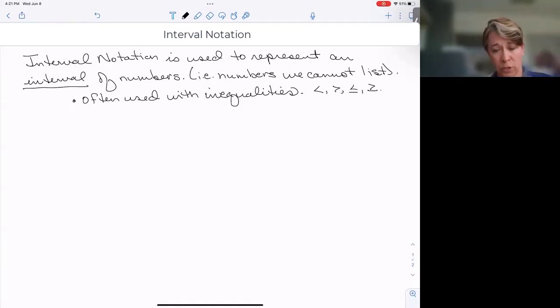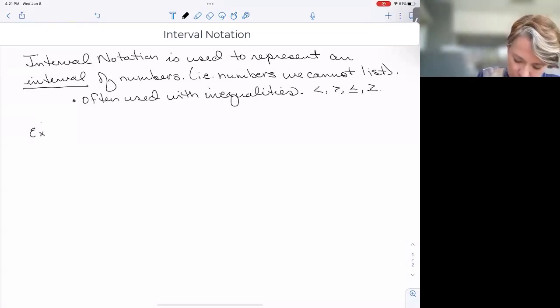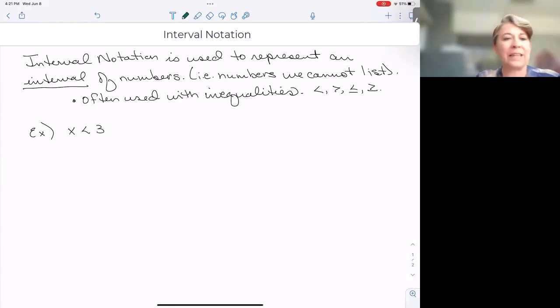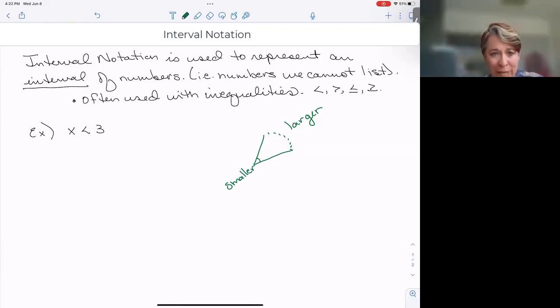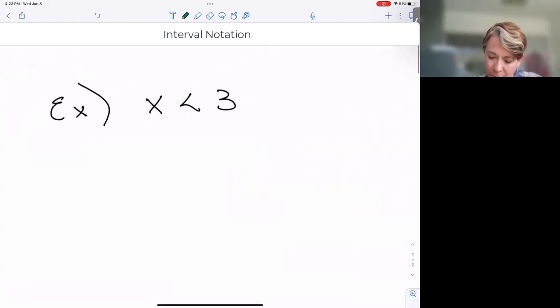So one of the things is to think of a simple inequality like x is less than 3. And again, let me remind you guys of the inequalities. You may remember the alligator mouth, but I like writing it sideways like this, that way it doesn't matter which way it's showing. The larger end points towards the larger number, and the smaller end points towards the smaller number. So in this first example, x is smaller than 3.